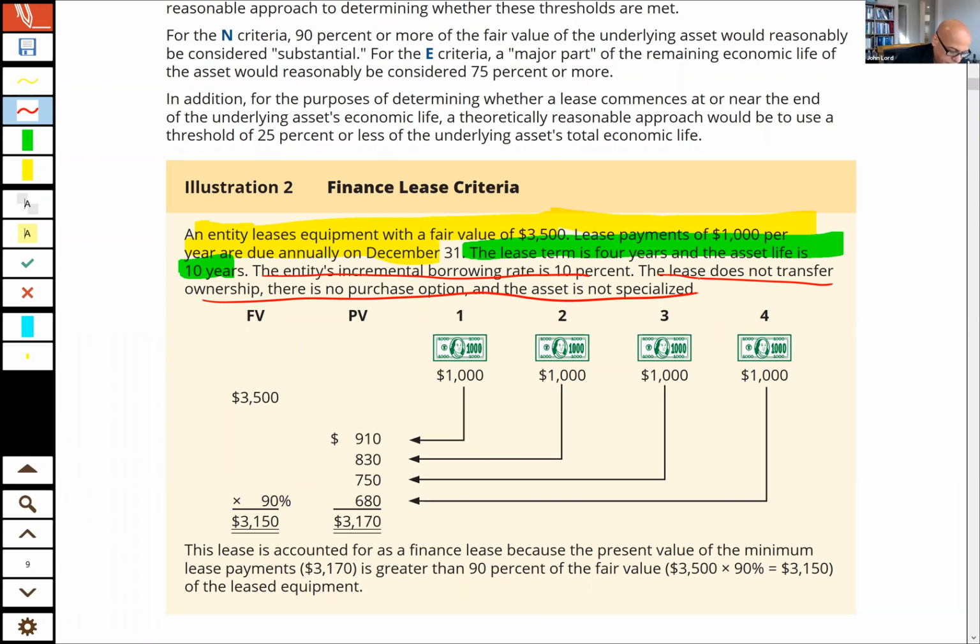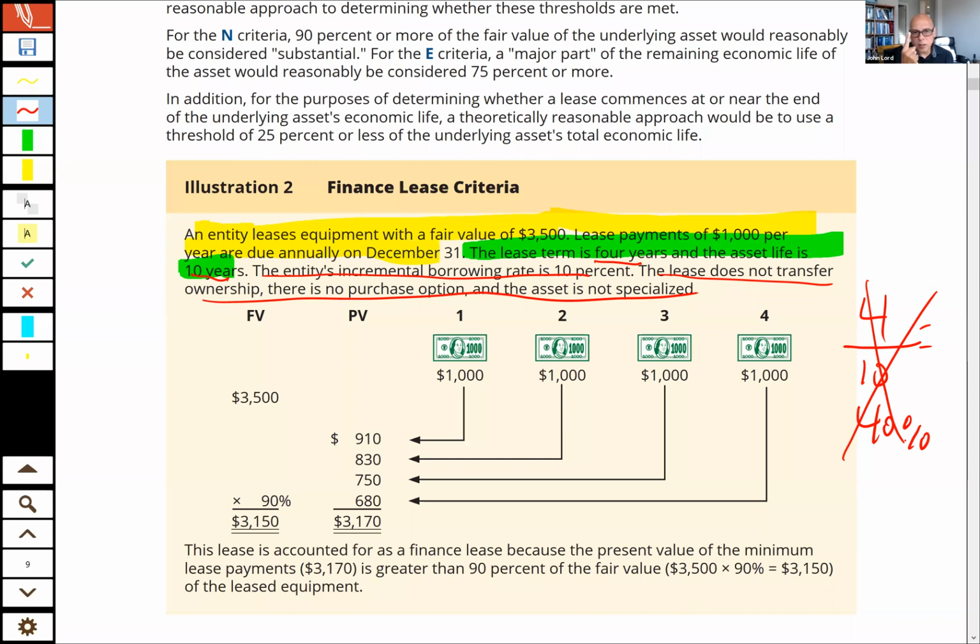Okay, so the economic life, they tell me, is going to be how many years? 10 years. Where's the 10 years? Third line. Okay, there we go. 10 years. And the term of the lease is what? Term of the lease is 4 years, right? Okay, so 4 divided by 10 is going to give me what? 40%. Well, 40% isn't even getting me up to half the life. So yeah, I don't think I'm going to make it on the economic life criteria, right?